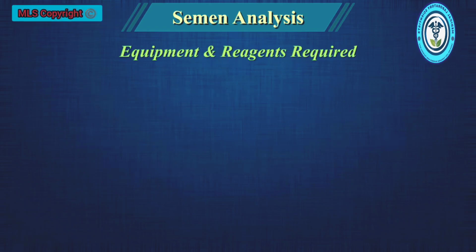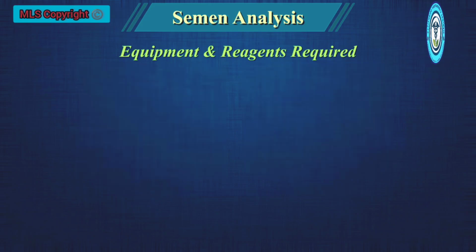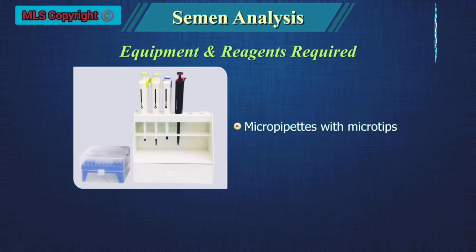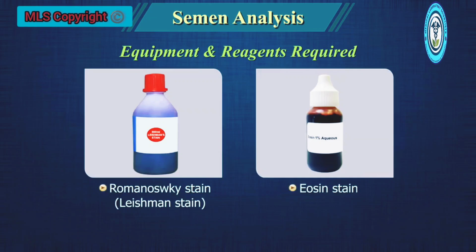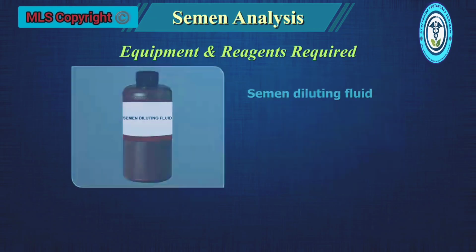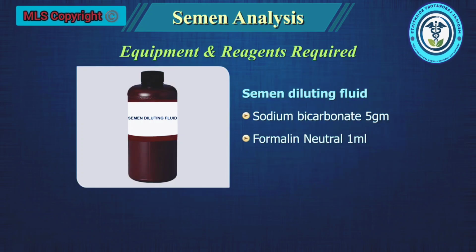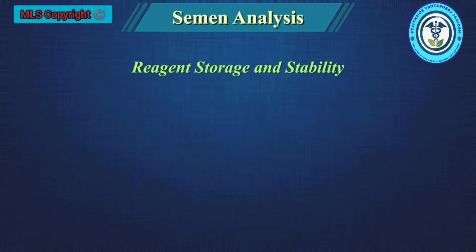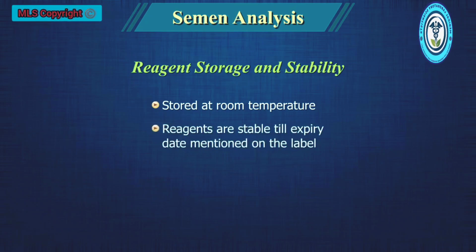Equipment and reagents required for semen analysis: glass slides, cover glass, Neubauer's counting chamber with cover glass, micropipettes with microtips, Pasteur's pipette, pH paper, Leishman stain, eosin stain, semen diluting fluid which contains sodium bicarbonate, formalin, neutral, and distilled water, microscope. Reagent storage and stability. Reagents are to be stored at room temperature. The reagents are stable till expiry date mentioned on the label.